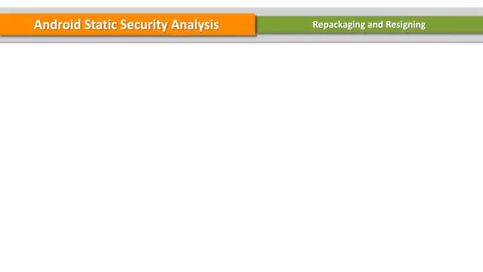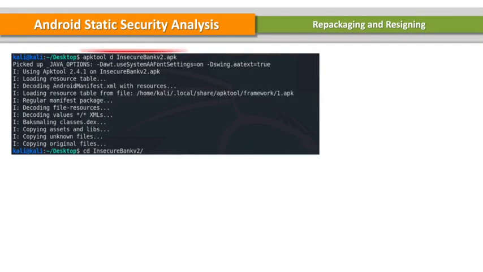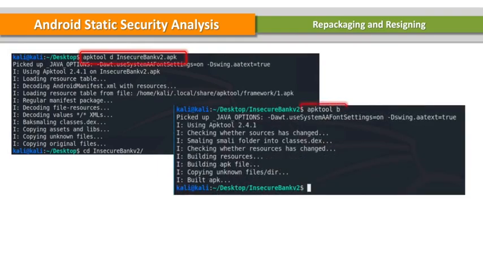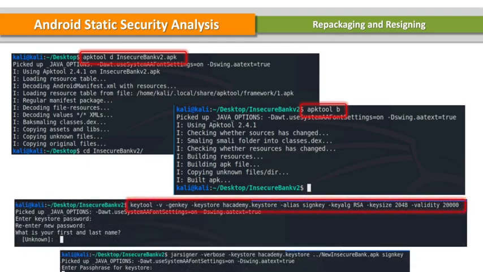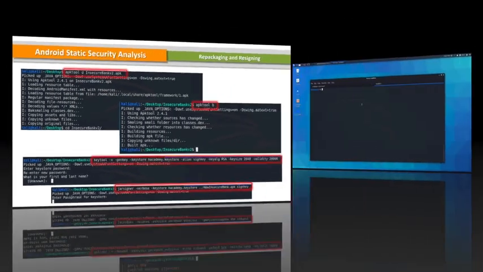So let me explain something about repackaging and resigning. It's needed after making some changes to the Android manifest or bytecode. In order to be able to modify any file that's packaged in the app, we first need to unpack the APK. So this time, let's use the APK tool to unpack the APK file.